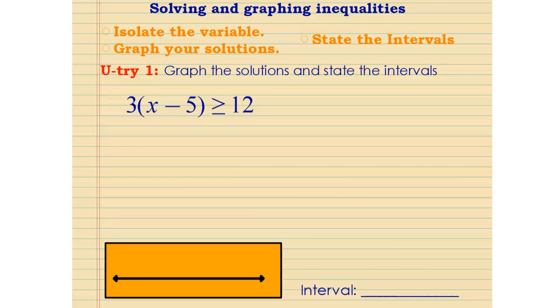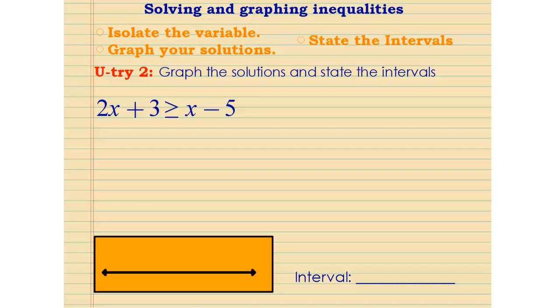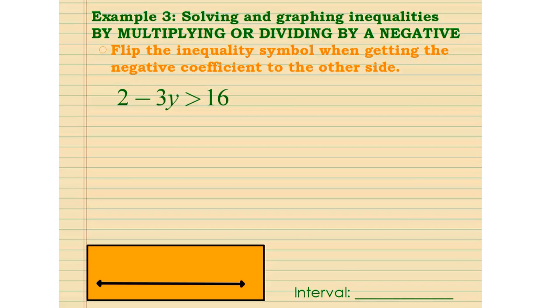Here is your first U try. Isolate the variable, graph your solutions, and state the interval. Second U try. Here is our next type.